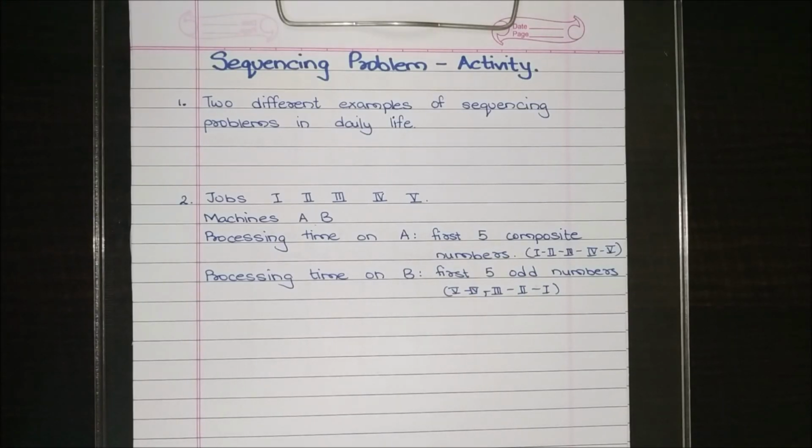We will now start solving the activities from sequencing problem. This is also in the miscellaneous exercise. So the first question is, you have to give two different examples of sequencing problems in daily life. When we had just started studying this topic, I had told you that we have one sequencing problem that we use, and that is with cooking. In the kitchen, what job should be done first on the gas stove?